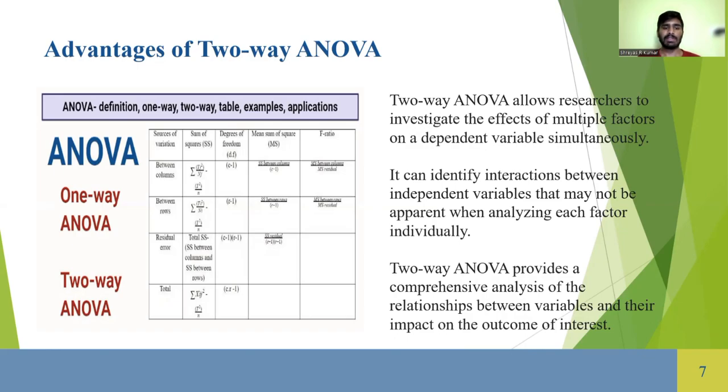The degrees of freedom is given by C minus 1 into R minus 1, and the MS is given by SS residual divided by C minus 1 into R minus 1. The total SS is given by sigma of xij whole square minus T square divided by N, and the degrees of freedom is given by C into R minus 1.